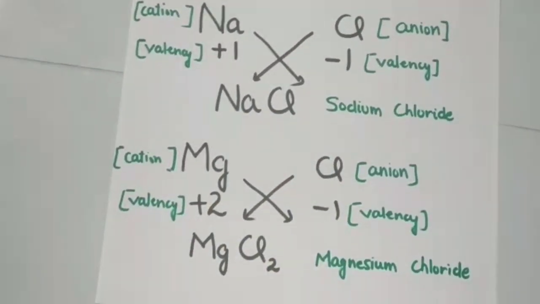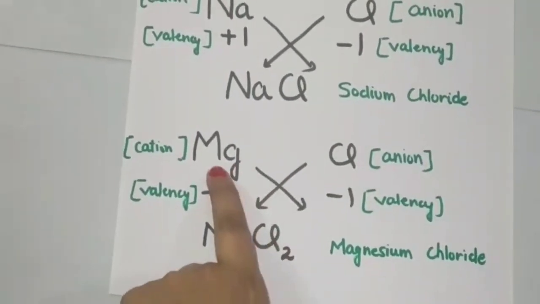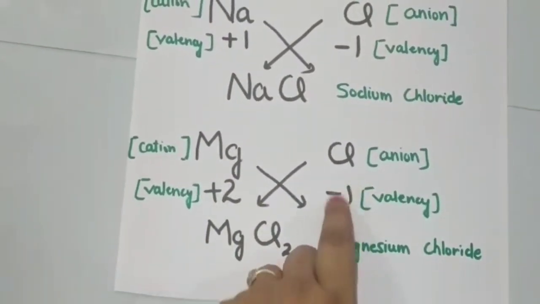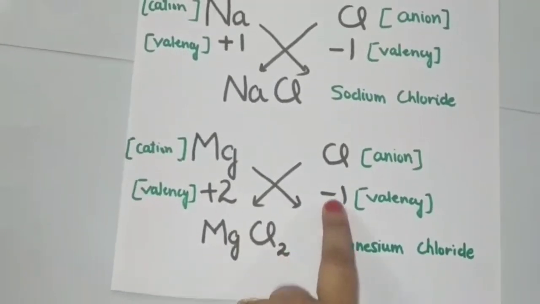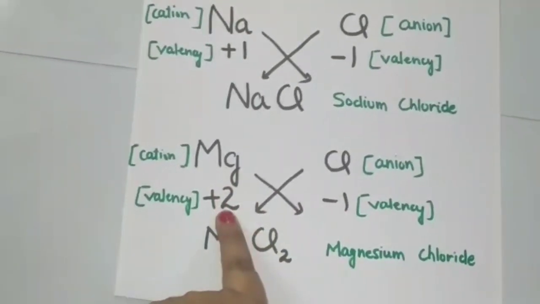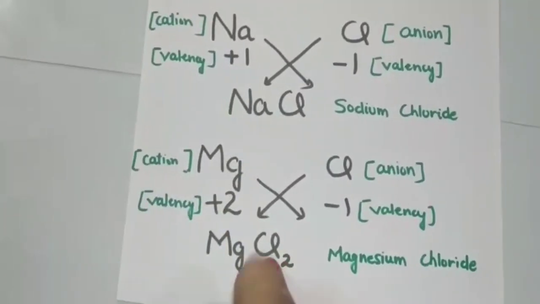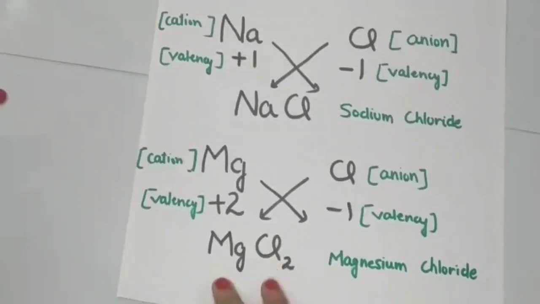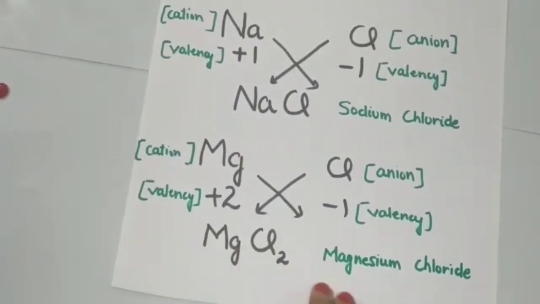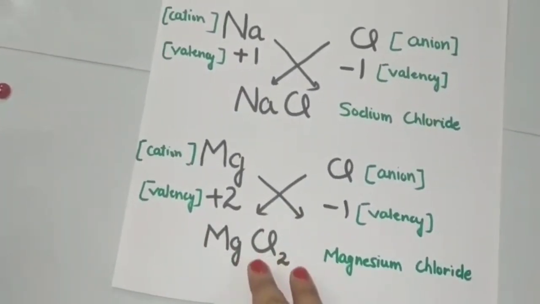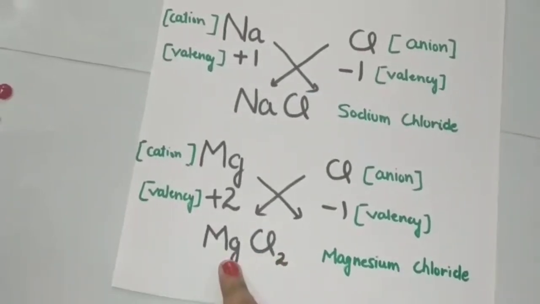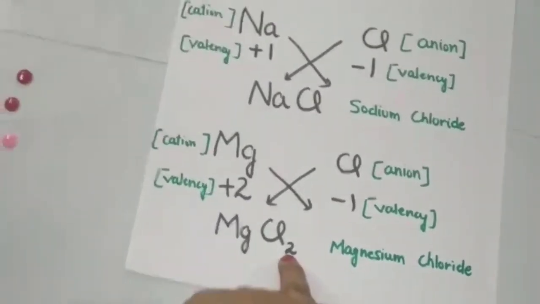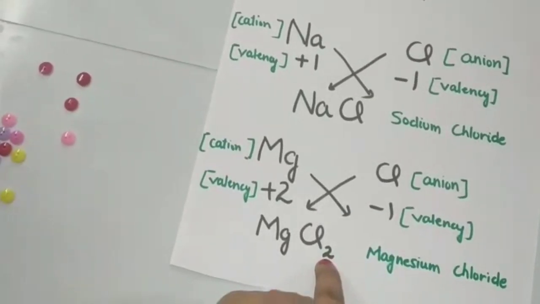Next, let's discuss magnesium chloride. Magnesium is a cation. Its valency is +2. Chlorine is an anion. Its valency is -1. So, the +2 charge of magnesium goes to chlorine and the -1 charge of chlorine comes to magnesium. So, here is MgCl2, meaning 2 atoms of chlorine and 1 atom of magnesium will mix. It becomes magnesium chloride. So, I hope that you all understand where this 2 comes from.